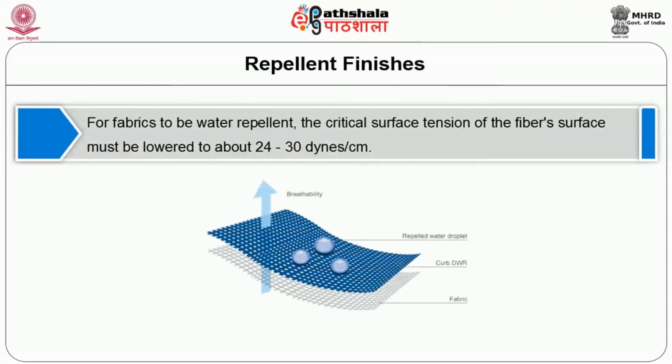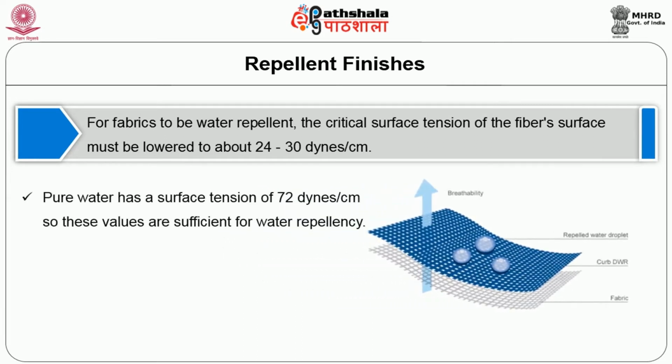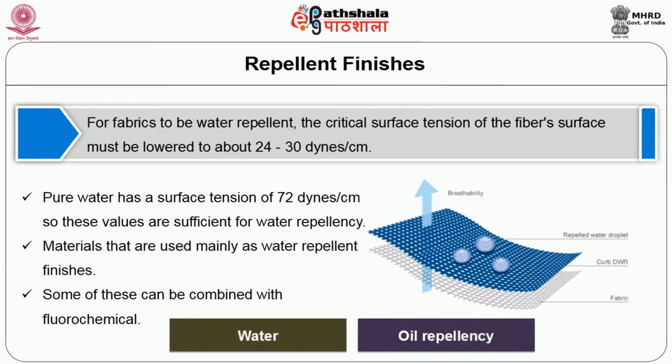Water repellent finishes. For a fabric to be water repellent, the critical surface tension of the fiber's surface must be lowered to about 24 to 30 dynes per centimeter. Pure water has a surface tension of 72 dynes per centimeter, so these values are sufficient for water repellency. This section will be devoted to describing materials that are used mainly as water repellent finishes. In the later section, we may be seeing some of these combined with fluorochemical finishes to enhance both water and oil repellency.